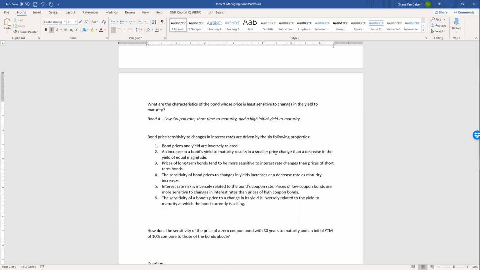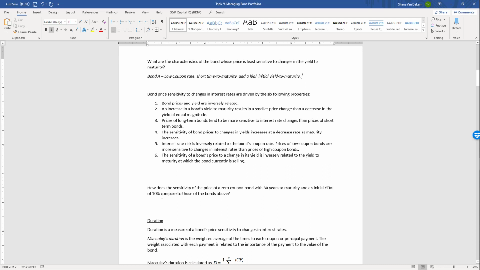The sensitivity of a bond's price to a change in its yield is inversely related to the yield to maturity at which the bond is currently selling. So the question down here is, how does the sensitivity of the price of a zero coupon bond with 30 years to maturity and an initial yield to maturity of 10% compare to the bonds above? It's going to be higher than any of the bonds above. We're going to work an example of this later.